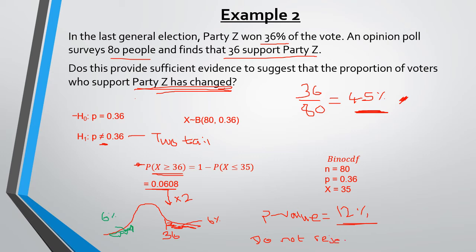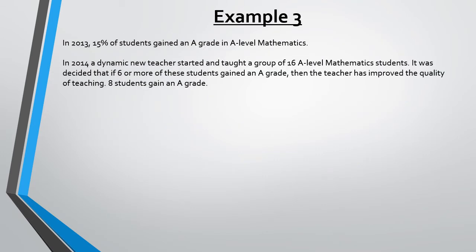Then we put it in context. So we do not reject H0, which means that we still think that party Z will win 36% of the votes. Okay, there's no evidence to suggest that it has changed, increased or decreased. Okay, it's just happened by chance. Okay, good. Okay, next question.